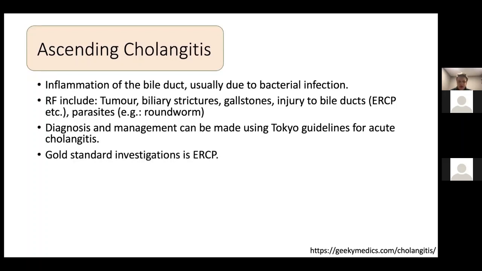But the gold standard investigation, so that should say MRCP, for all gallstone pathology is MRCP.